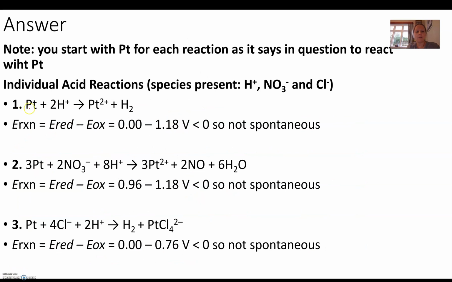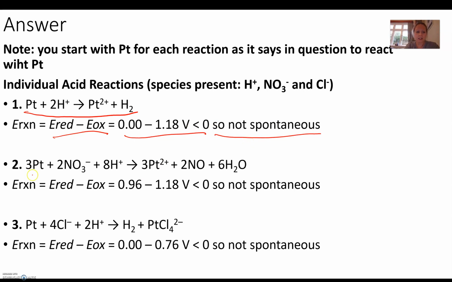Okay, so here's my first one where I've put platinum and H+ together, and that's a fully balanced equation. Remember, your equations have to be fully balanced to get full marks. I'm not going to go through how to balance those equations. If you're a scholarship kid, you should be able to do those. Reduction minus oxidation, and you end up with a negative value. Okay, and because it's negative, it's not spontaneous, so it will not occur.